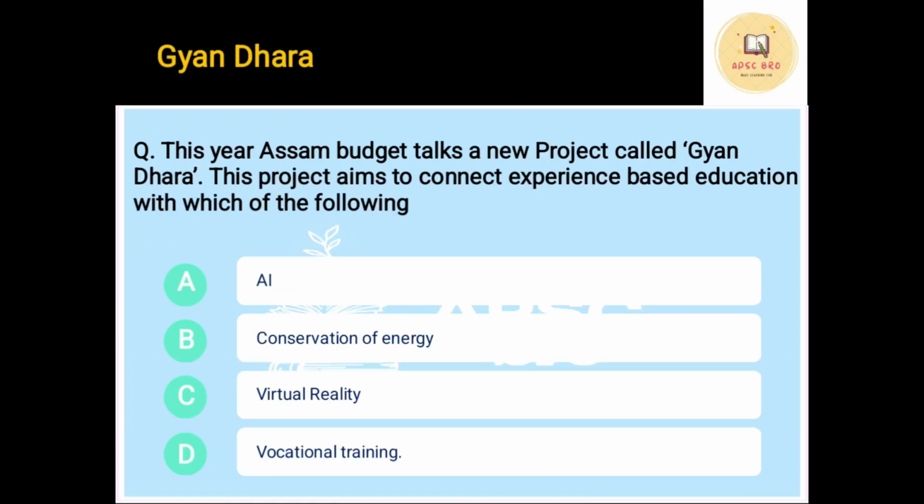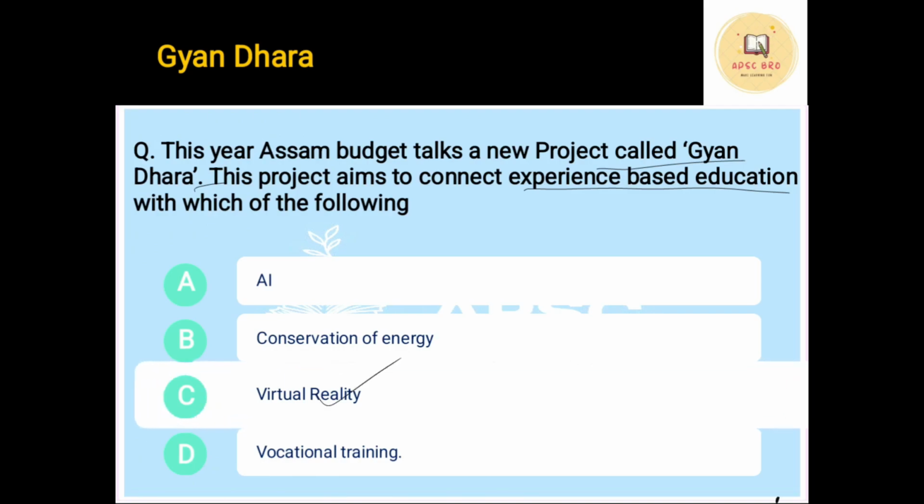Next question. There is another project called Gyandhara that is mentioned in this year's budget. This year Assam budget talks about a new project called Gyandhara. This project aims to connect experience-based education, this is very important, experience-based education with which of the following? AI, that is artificial intelligence, conservation of energy, virtual reality or vocational training. The correct answer is C, that is virtual reality. Gyandhara is a new project taken up by the Assam government in which they aim to collaborate experience-based education with virtual reality in order to improve the employment scenario of the state and develop its scientific temper.